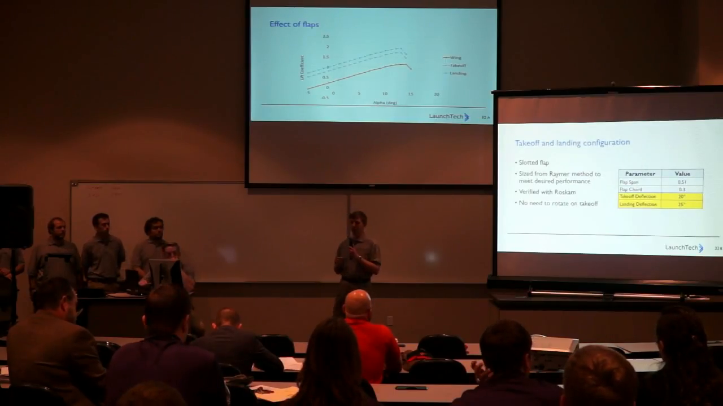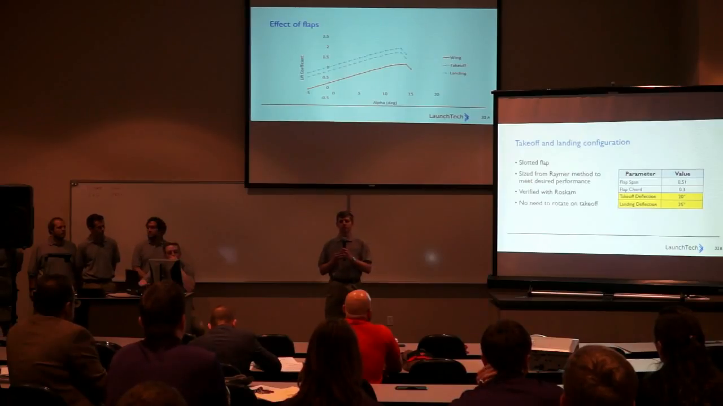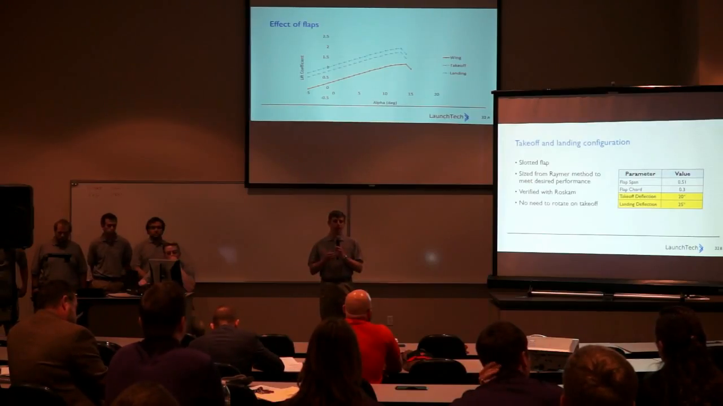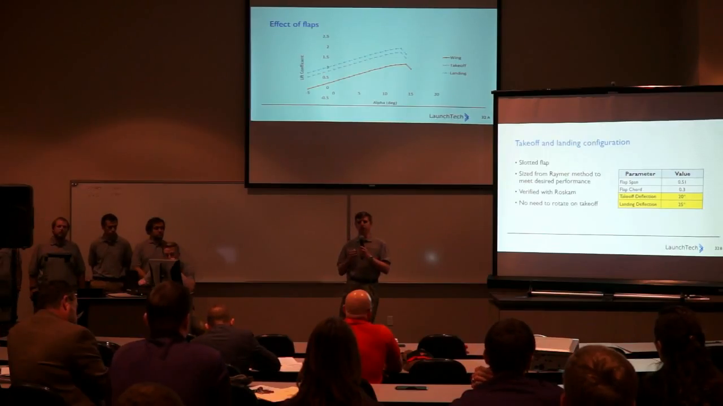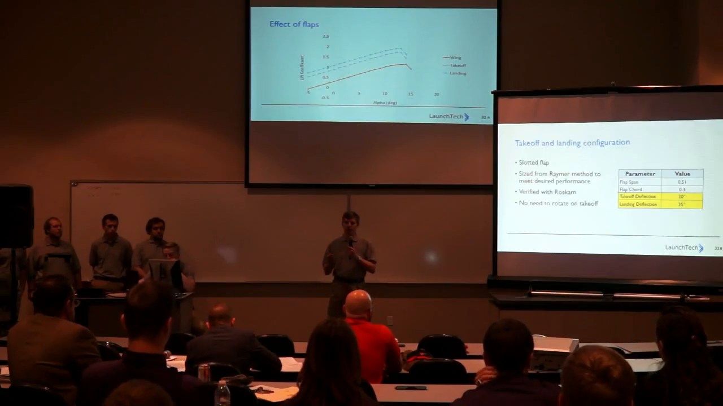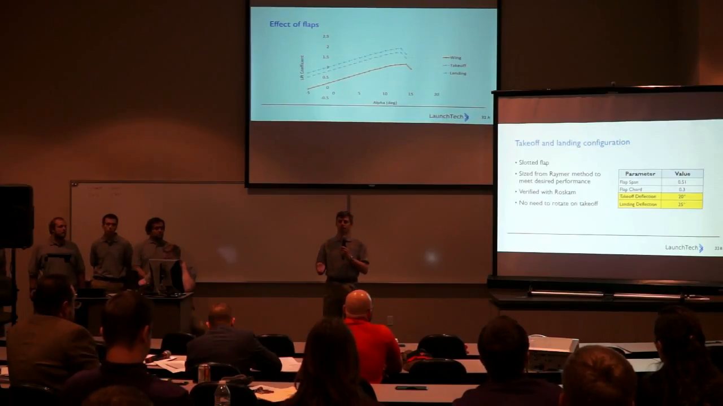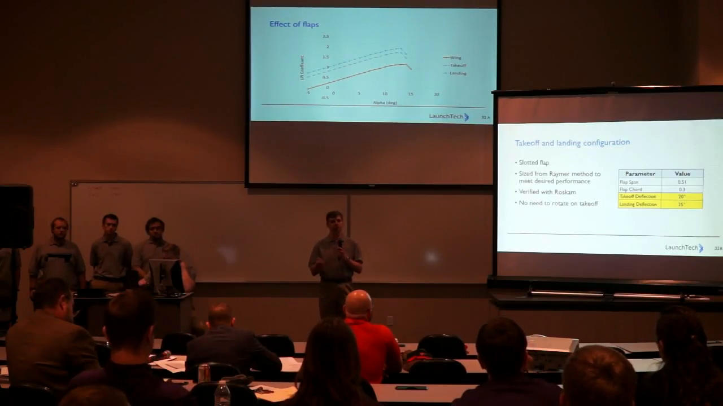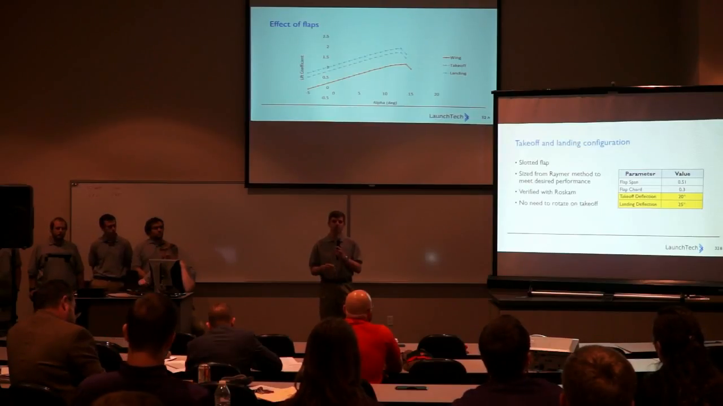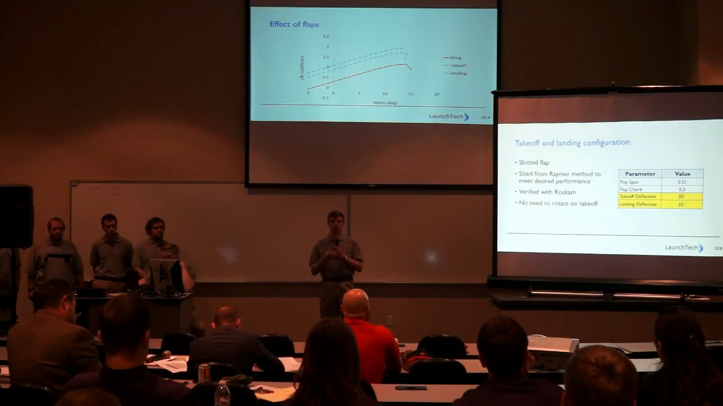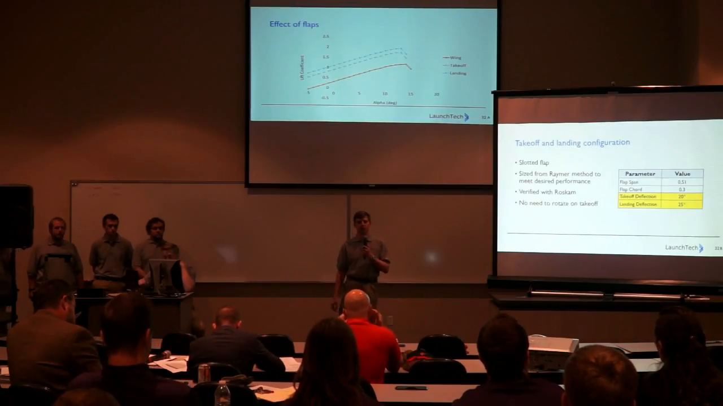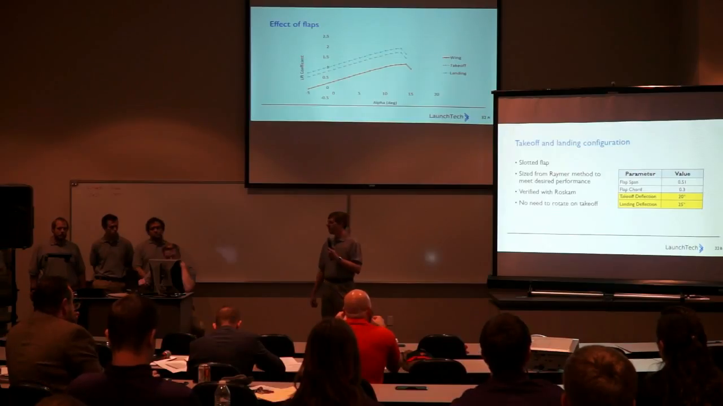Now on the primary screen again, our flap configurations. The lowest configuration is our clean configuration, followed by takeoff and landing sequentially upward. For our takeoff performance, as you can see on the secondary screen, we have 20 degrees of flaps for takeoff and 25 degrees of flaps for landing. These are slotted flaps that take up 51% of the wing and 30% of the chord. We use methods from Raymer and Roskam to verify the performance of these flaps.